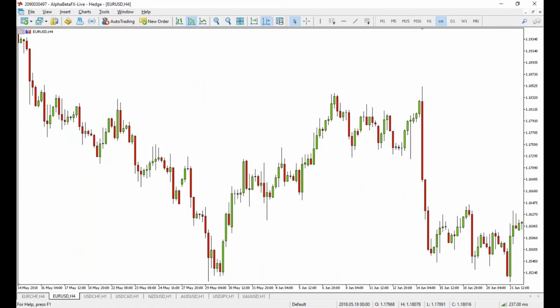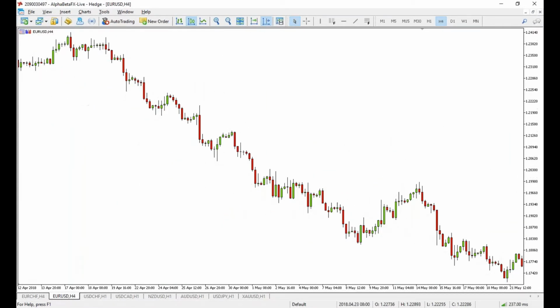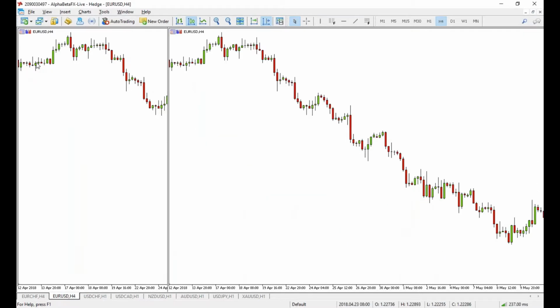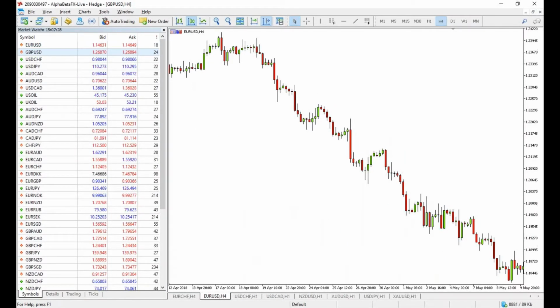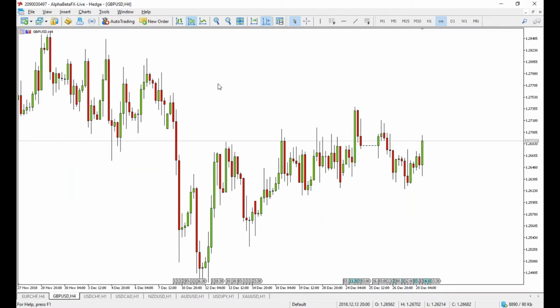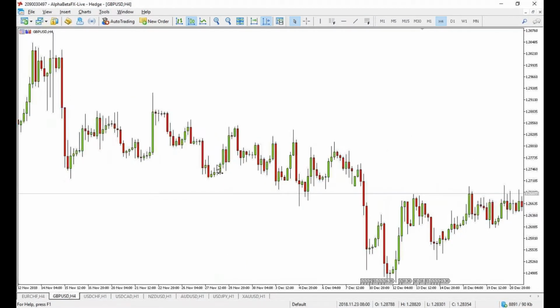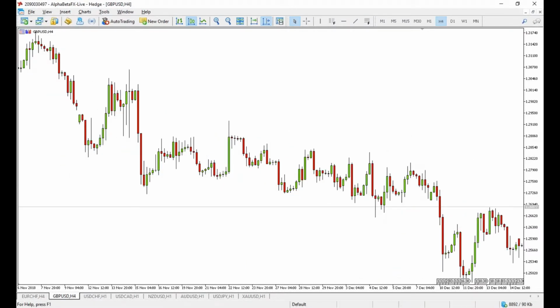And so yes, we are not finding one here. So let's change the chart and see in another chart if we find any hanging man. So this is GBP USD for our chart, and yes, we find a little bit of a hanging man here.